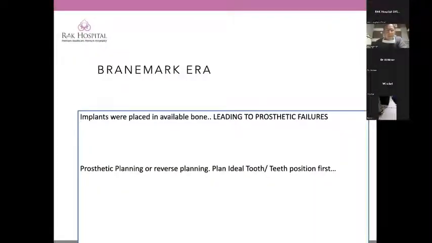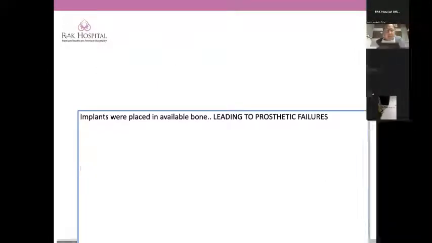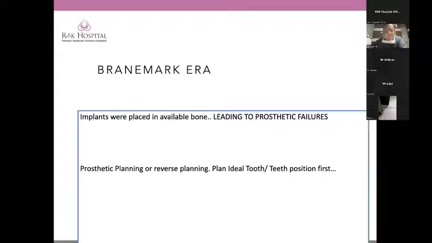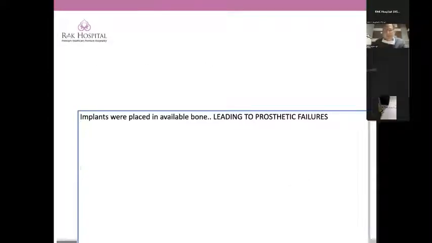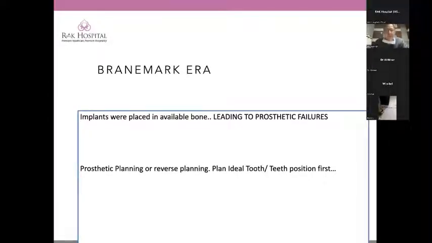In the Branemark era, Professor Branemark was the one who researched dental implants, and he's the one who coined the term osseointegration. He found out that titanium has these properties where the bone cells grow over it, and over a period of time, the titanium gets incorporated in the bone and is ready for any kind of loading purpose.